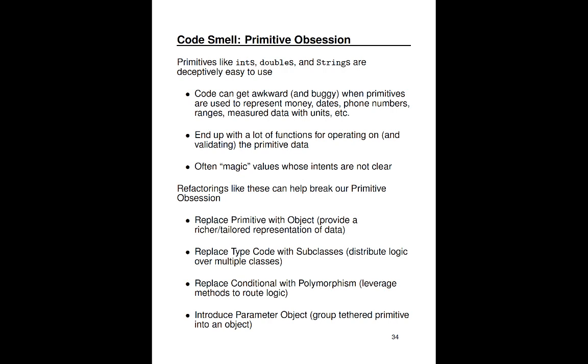So I'm going to talk about a couple of refactorings that can help break our primitive obsession. The first one is to replace a primitive with an object, in which you provide a representation of the data as an object instead of a primitive, which provides more richness or is tailored for that particular situation. Replace type code with subclass takes the logic that operates on type codes, these again are those magic numbers, and replaces it with objects and instances of classes, each of which has its own behavior. Similarly, the replace conditional with polymorphism refactoring uses methods to route and distribute complex logic over multiple classes. And finally, introduce parameter object is a refactoring that groups primitives that are all tethered together into a single object.